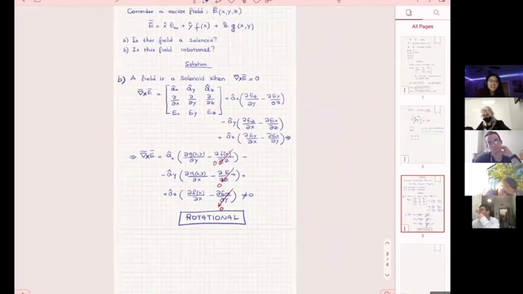I did the most difficult one first. I have a question. So to be rotational, you only care about the cross product. It doesn't matter what the dot product is equal to. No, because you can be a solenoid and you can be rotational. How is a solenoid that is rotational?